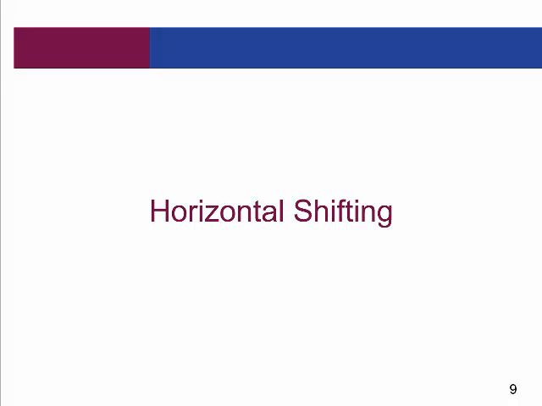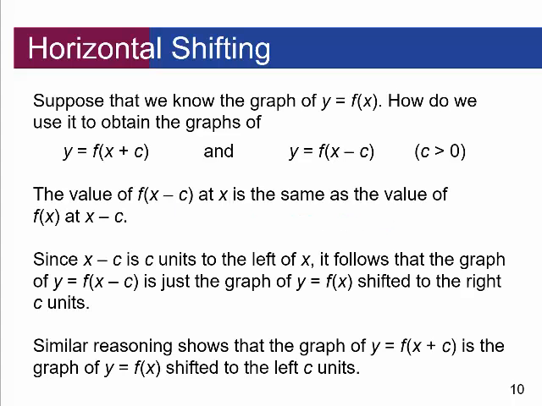Now let's talk about horizontal shifting. Suppose that we know the graph of y = f(x). How do we use it to obtain the graphs of y = f(x + c) and y = f(x - c)? Now notice, this is important, the constant is inside the parentheses of the function. The value of f(x - c) at x is the same as the value of f(x) at x - c. This is important.